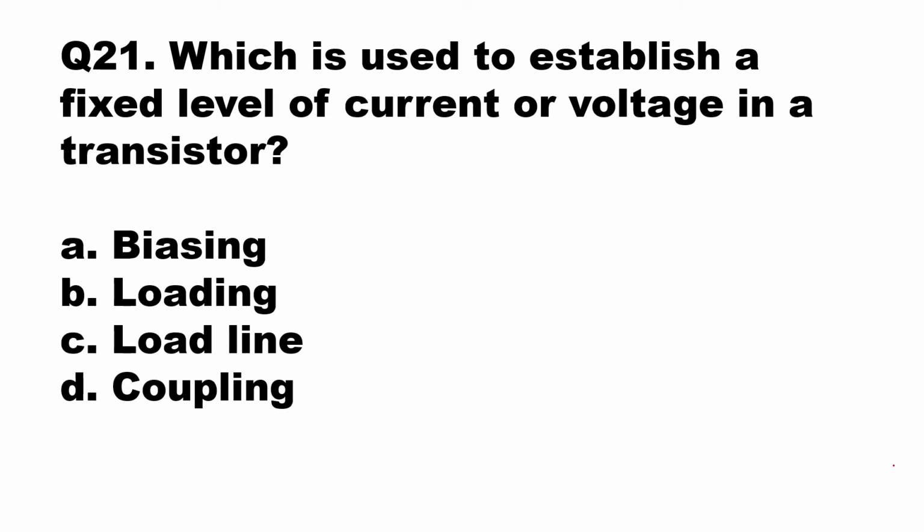So here answer A will be the right answer, biasing, which is used to establish a fixed level of current or voltage in a transistor. The answer is biasing of transistor.